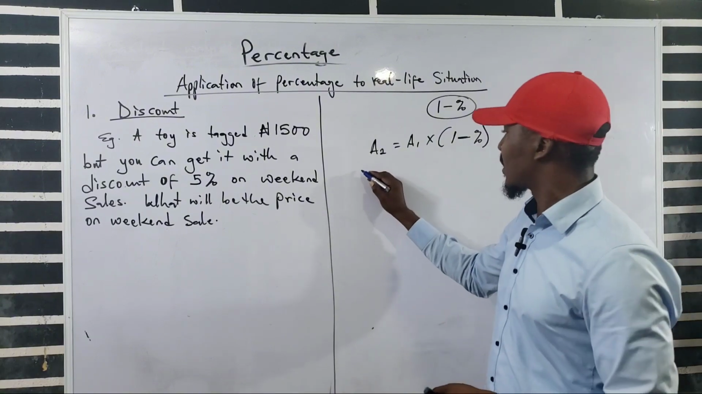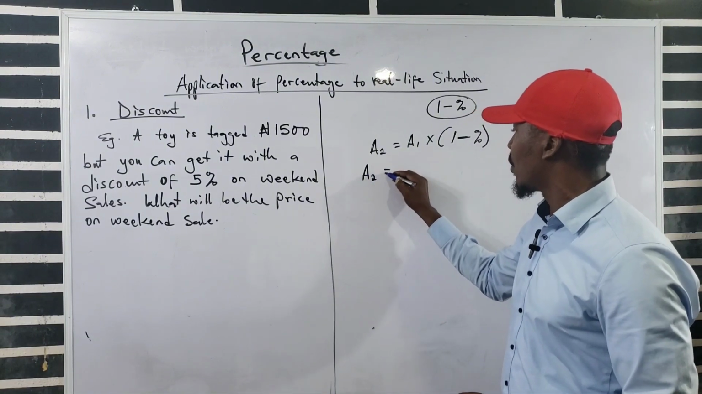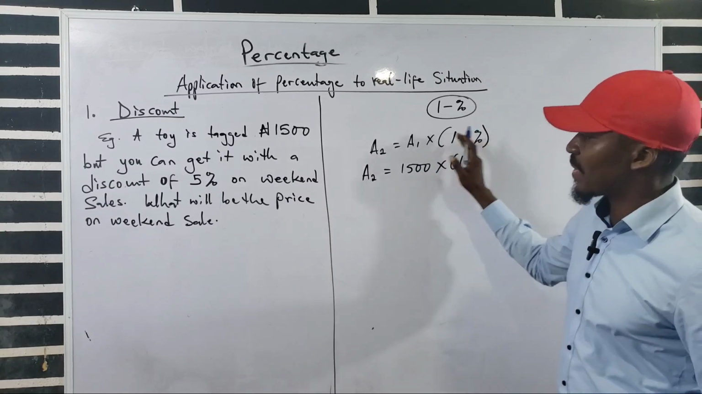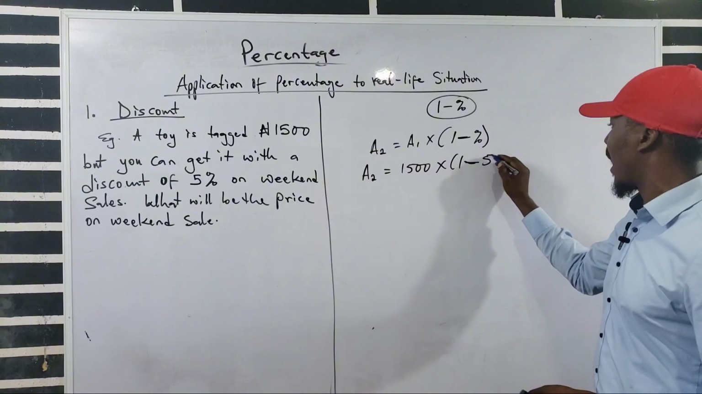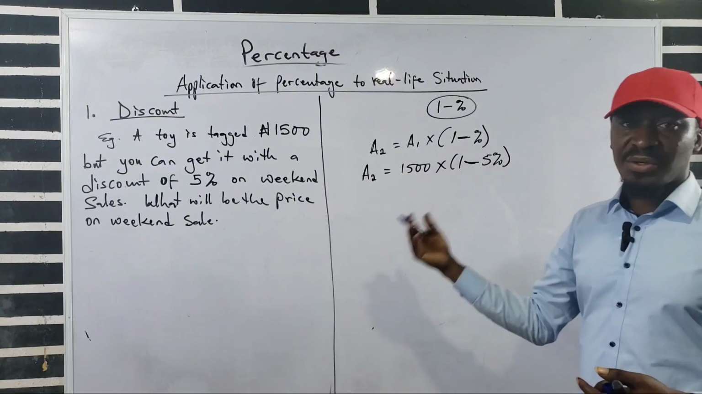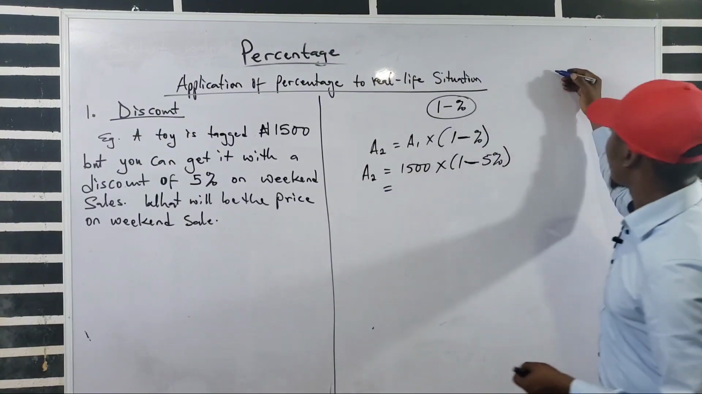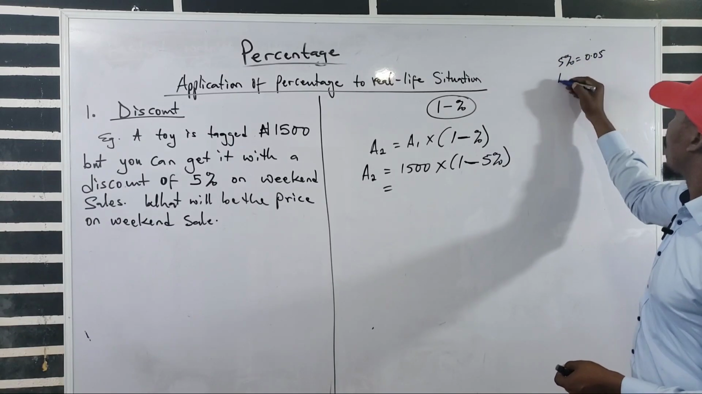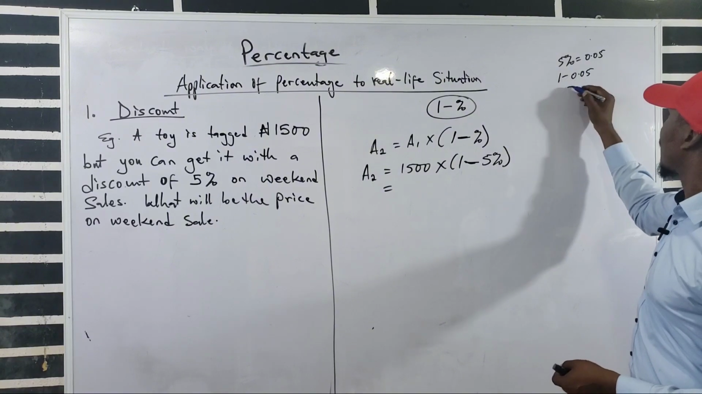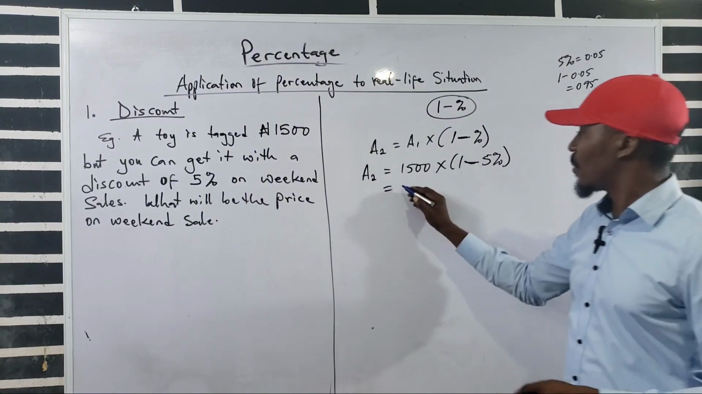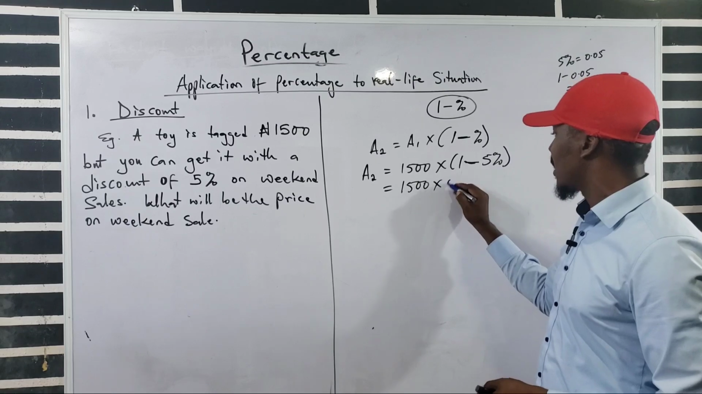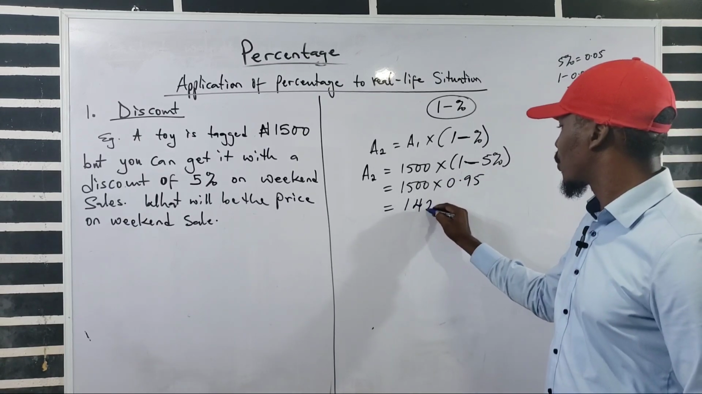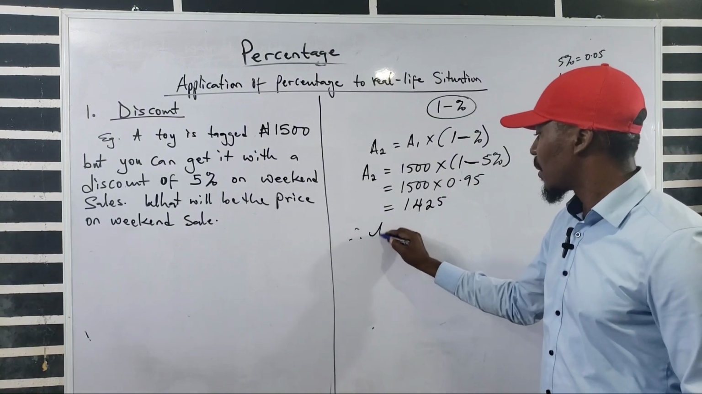So with this now, we can say that the new amount, which is A2, is equal to 1,500 times 1 minus the percentage discount, which is 5%. 1 minus 5%, what would that give us? 5% is the same thing as 0.05. 1 minus 0.05 will give us 0.95. So we have 1,500 times 0.95. That will give us 1,425.